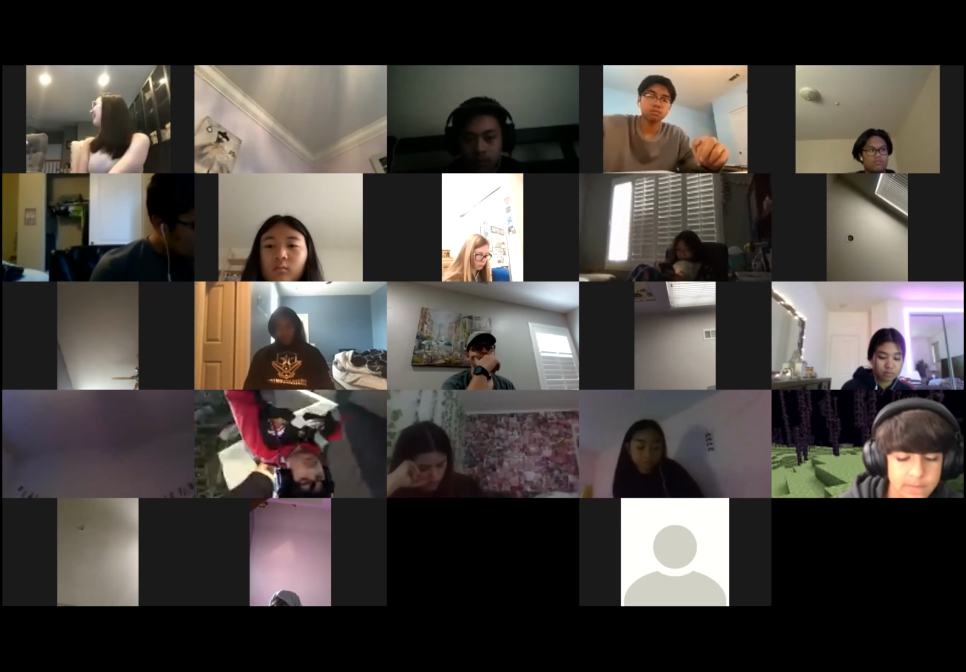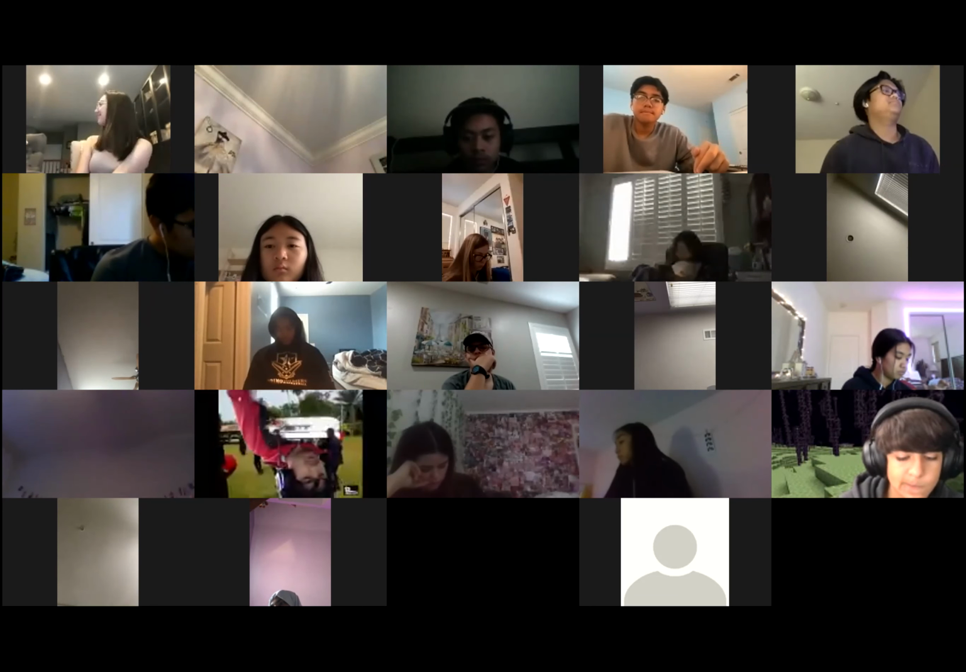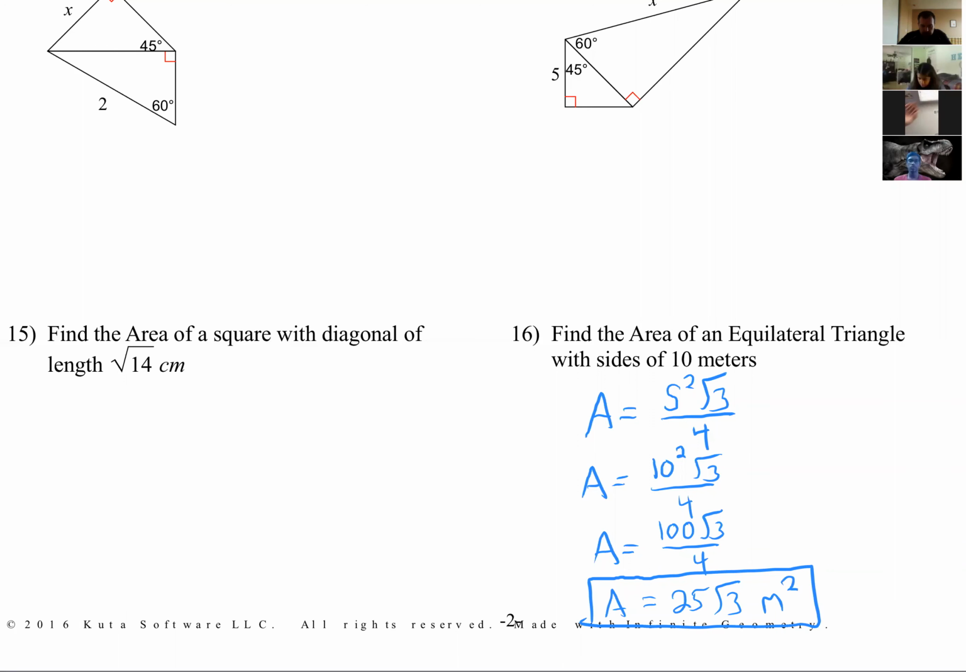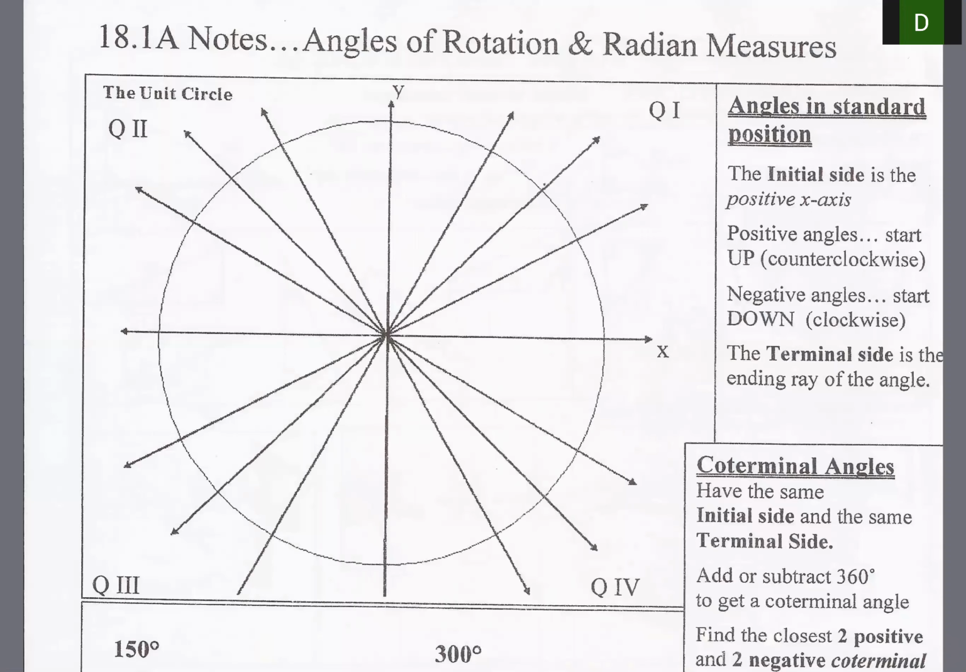So trig notes. We're going over 18.1a. We're talking about circles, angles of rotation. Okay, so I'm going to start with angles of rotation that you should know.